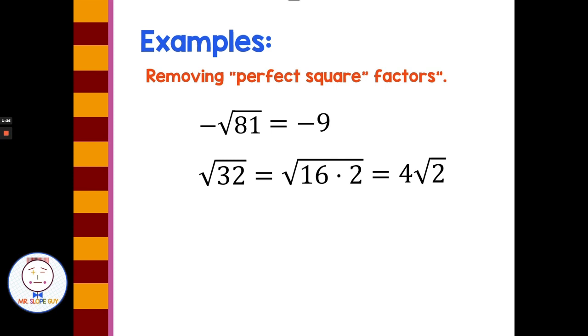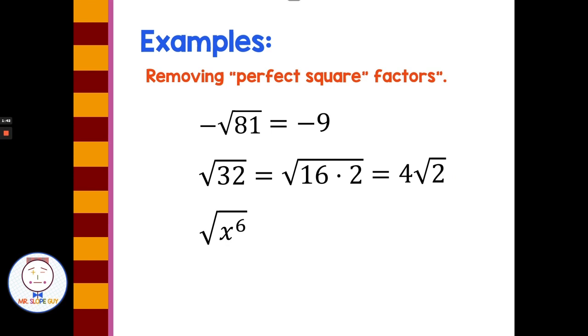And 2 doesn't have any perfect square factors, and that's the great thing about taking out the largest perfect square: what's left under the radical sign. And this number under the radical sign is referred to as the radicand. So this is 4, and then in the radicand we have 2.